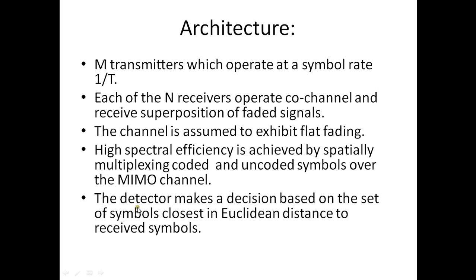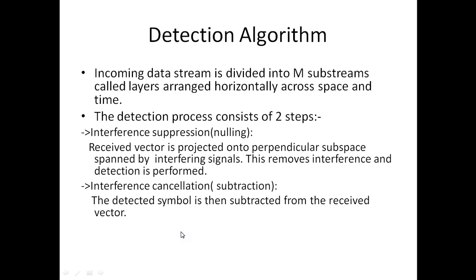Now, the V-BLAST detector makes a decision based on the set of symbols which are closest in Euclidean distance to the received symbols. So, out of all the possible combinations of estimated transmitted symbols, you pick the ones which are closest in Euclidean distance to the received symbols.